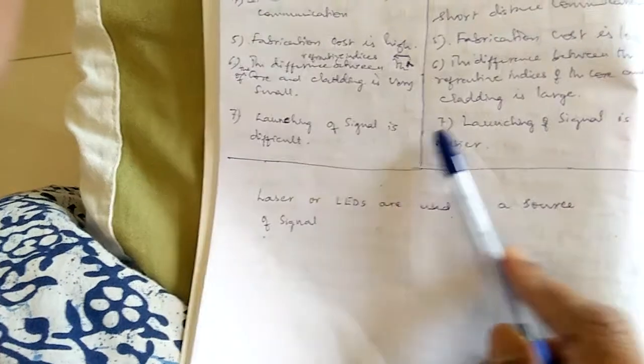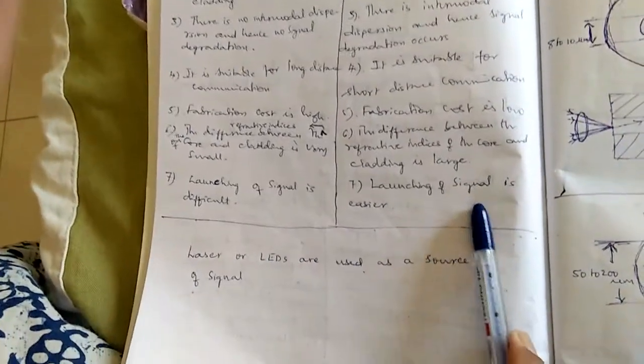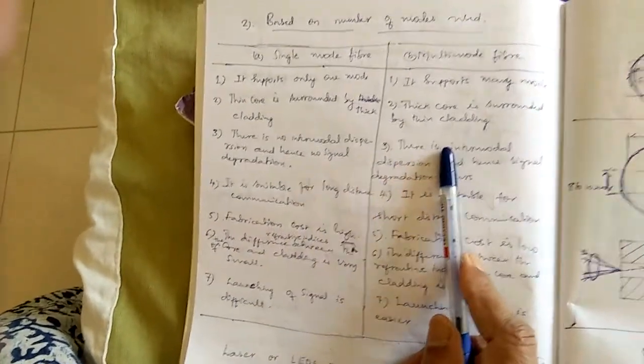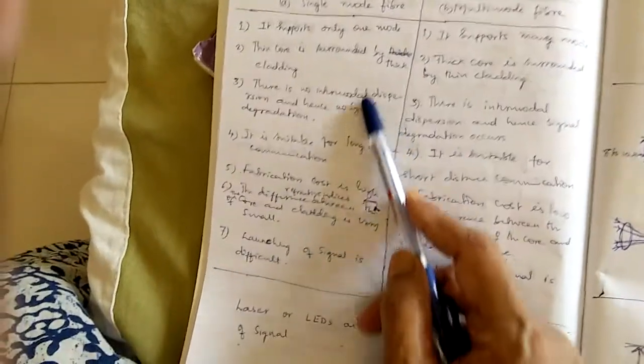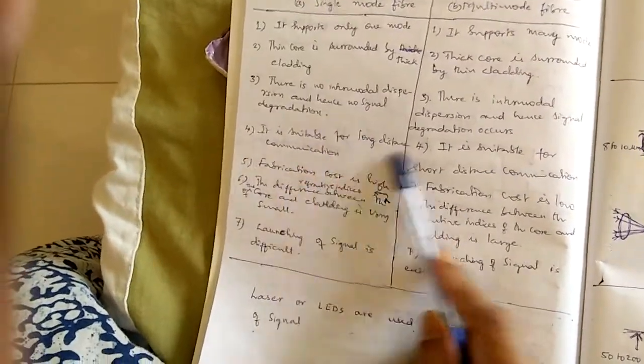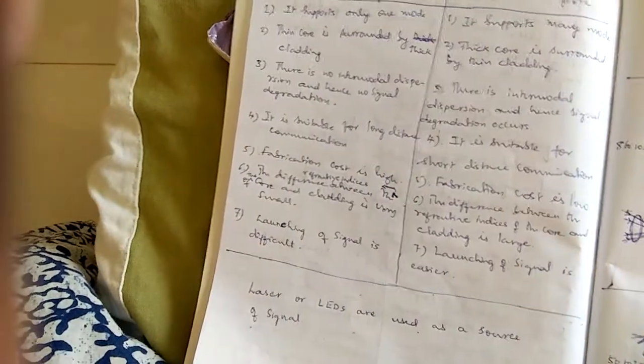Launching of signal is difficult here. Launching of signal is easier. So if you are asked to write the differences between single mode and multi-mode fibers, you have to write 3 to 4 differences out of these 7 differences.